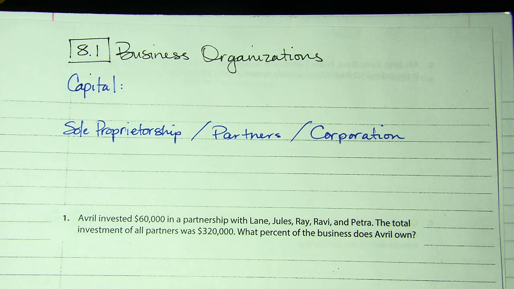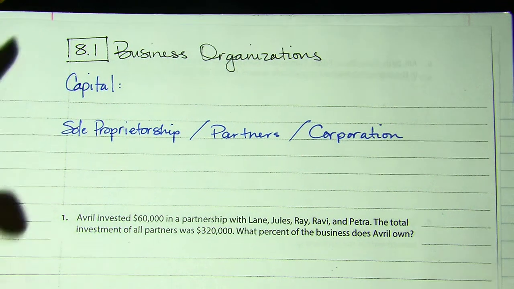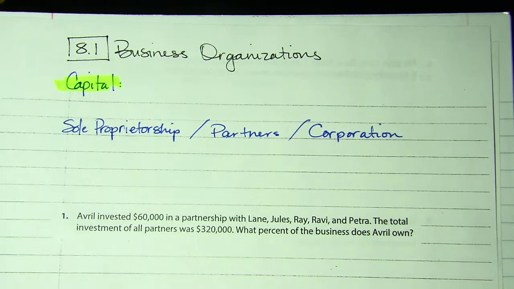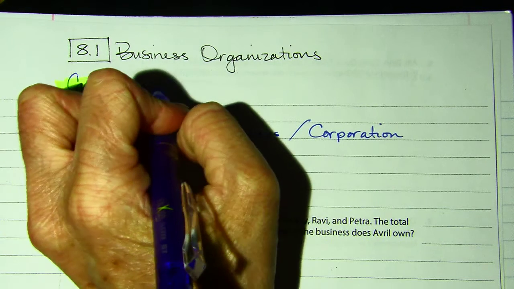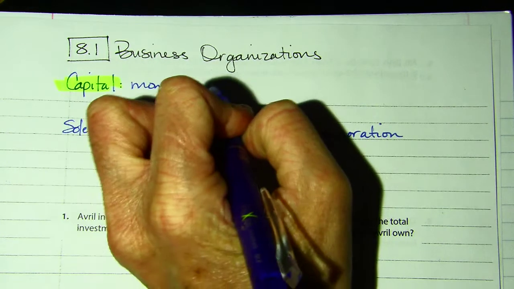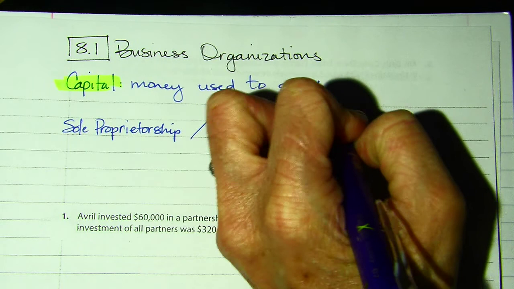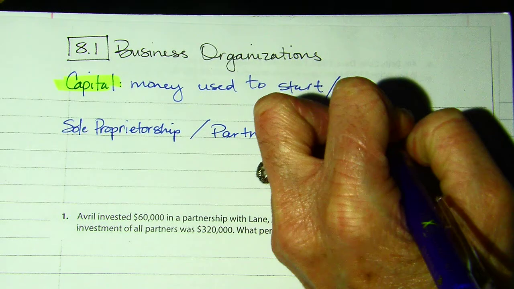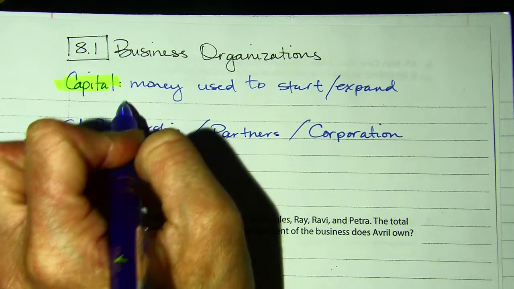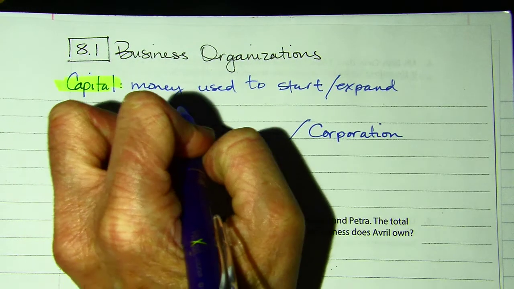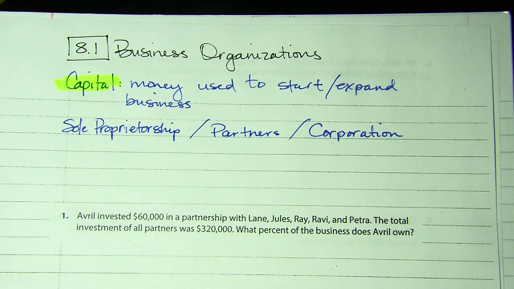So the first thing I want to go over is this term called capital. This is the money used to start or expand your business. So it's the money that it costs for you to start a business. That is your capital. That is the amount you have invested into your business.